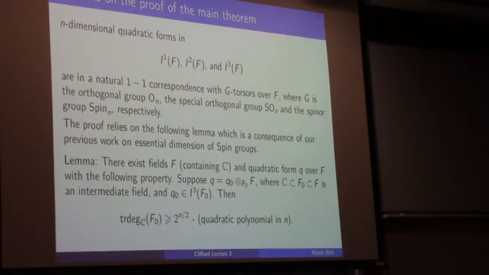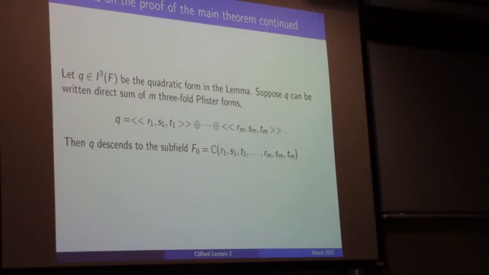So this is the key ingredient. And let me just explain how this ingredient is relevant here. So let's say I can write Q as a sum of a certain number m of threefold Pfister forms. Let's say a small number. Then Q descends to this field F naught, which is generated by all the coefficients. So there will be 3m coefficients.